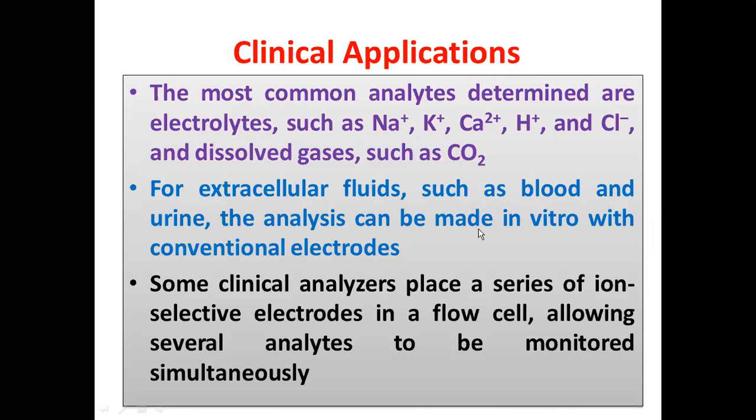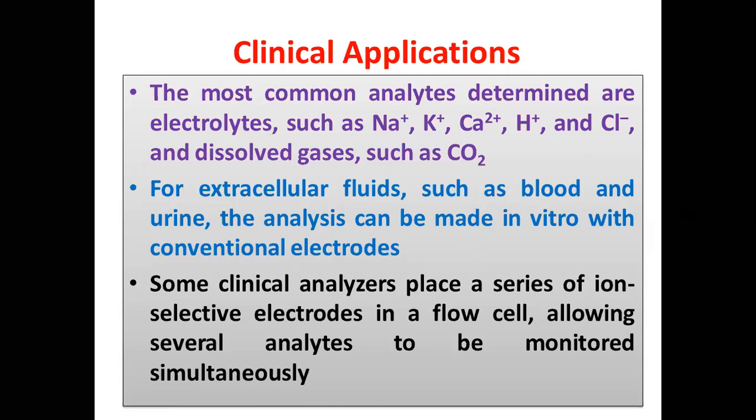Direct analysis is not possible, but in vitro analysis can be made by conventional electrodes. It means for individual species, individual electrodes must be designed. Suppose for glucose, a glucose sensor. For uric acid, a uric acid sensor. For urea, a urea sensor can be used. Of course, the interferences must be eliminated. And some automatic analyzers are available in the clinical laboratories.